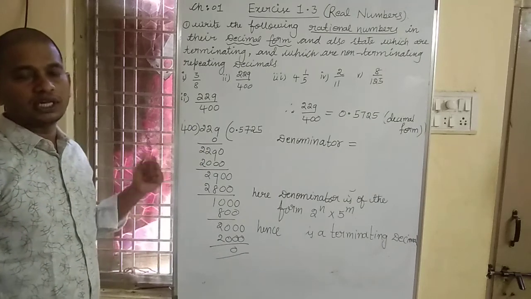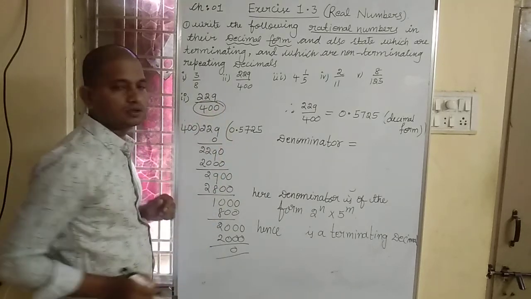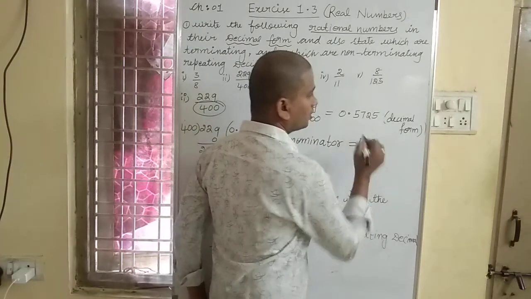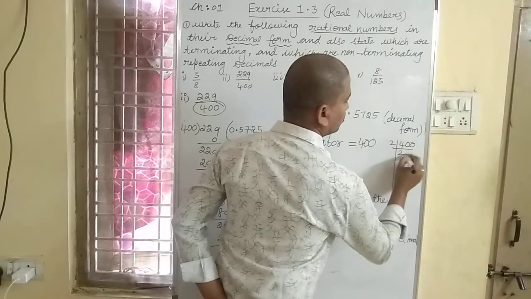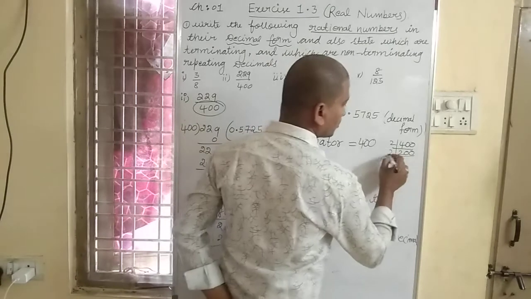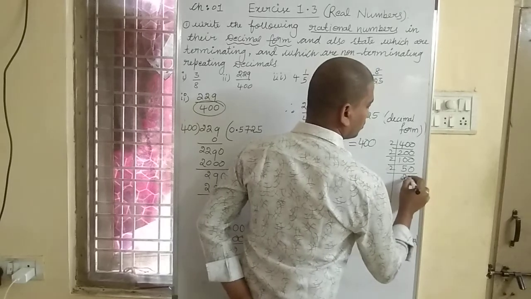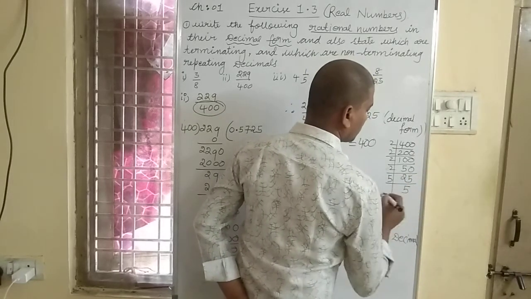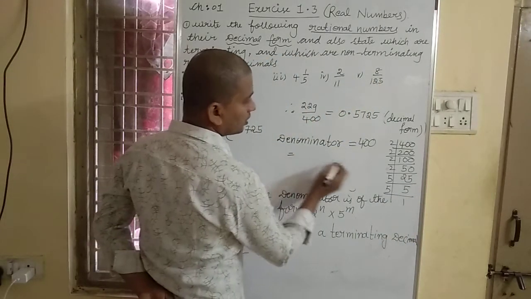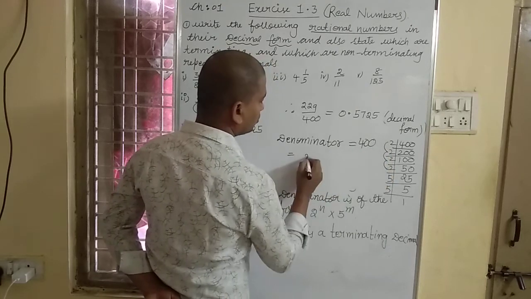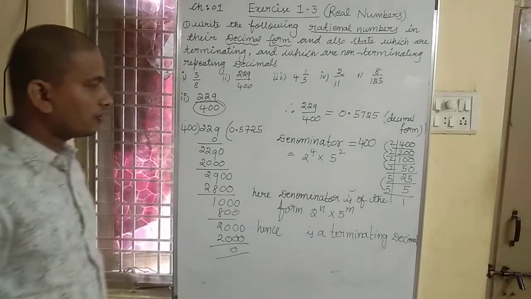Now we have to state whether it is terminating or non-terminating. So what is the denominator here? Here the denominator is 400. Let us find out the prime factors of 400. 200 twos, 200 twos, 250, 225, 55, 5 ones. See, 1, 2, 3, 4, 2 raised to the power 4 and 5 square. 2 power 4 into 5 square.